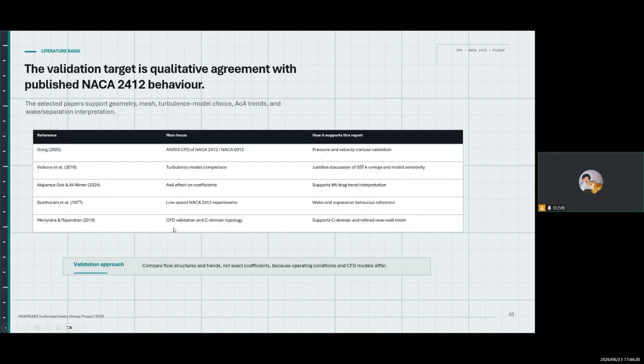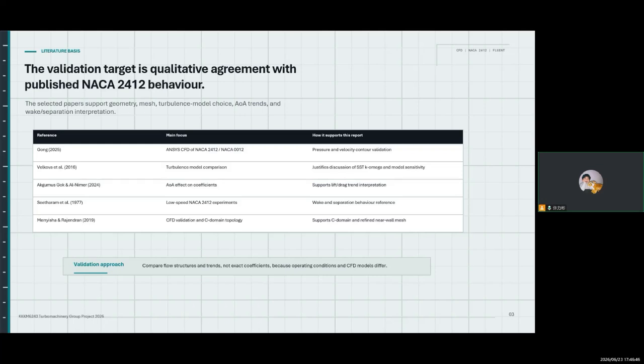This slide explains the literature basis of our work. The purpose of validation is to check whether our CFD results show similar flow behavior to published NACA2412 studies. We don't expect exact numerical matching because different studies may use different Reynolds numbers, mesh settings, domains, and turbulence models. The selected papers support different parts of this project.